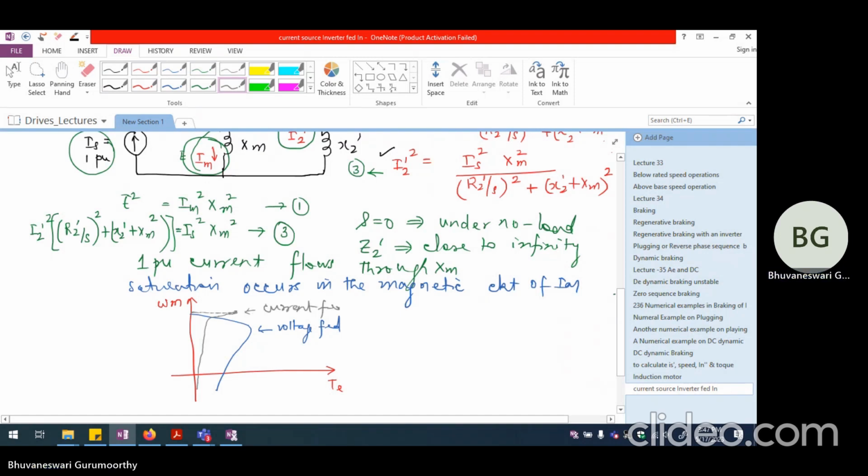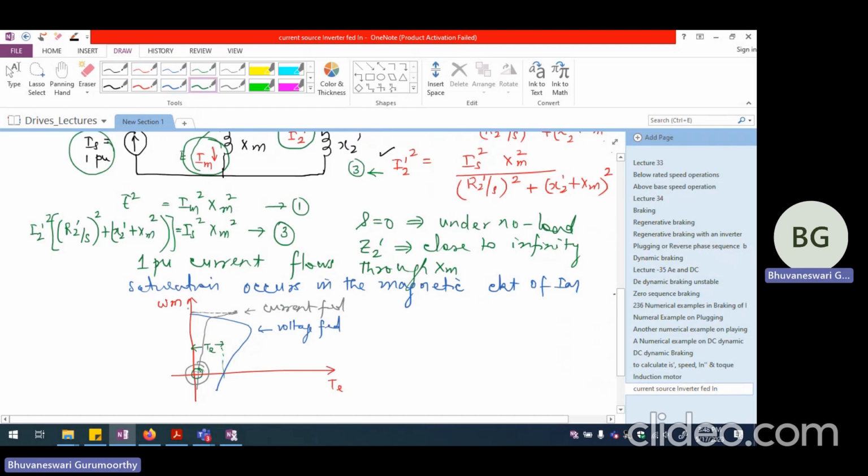And here, if you look at it, the starting torque is going to be really, really small. That's what we had talked about. Whereas in the voltage fed case, we are going to have a good amount of starting torque. So the voltage fed case will have this as the starting torque, whereas the current fed case will have only a very, very small amount of starting torque.